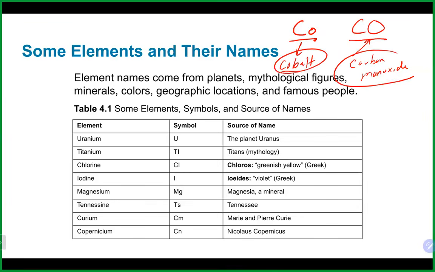So element, compound, two different things. It's really important to make sure that you capitalize the first letter, but not the second. Now, element names and symbols come from a wide variety of sources. They come from origins of where they were discovered. They come from Greek and other historical names. So we do have some different ones.